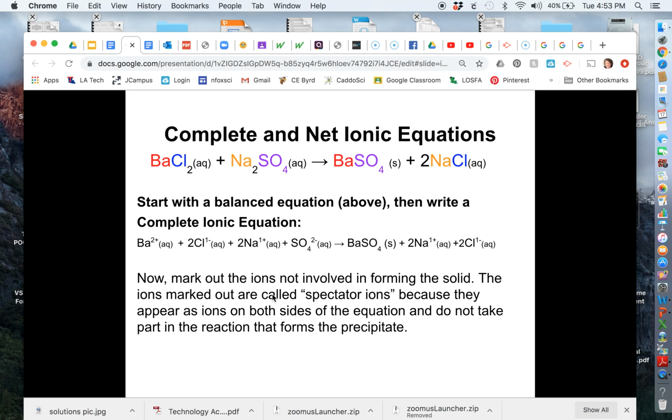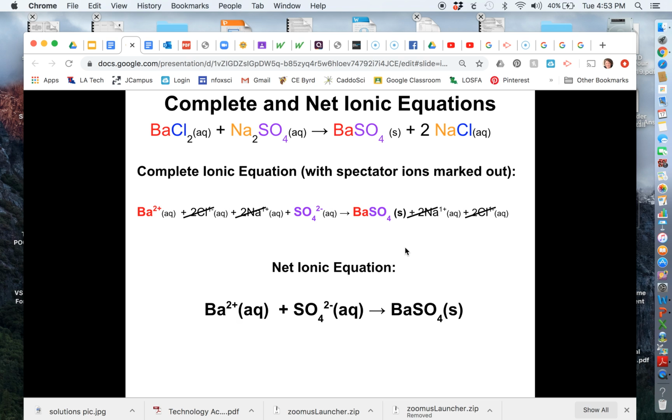Well, you mark out the ions not involved in forming the solid. So what's in the solid? Barium and sulfate. So mark out everything on the left side and on the right side that's not involved in forming BaSO4. So it would look like this. The Ba stays, AQ. Mark out the 2 Cl's, the 2 Nas. Keep the SO4 2 minus, AQ. The product is BaSO4 solid.